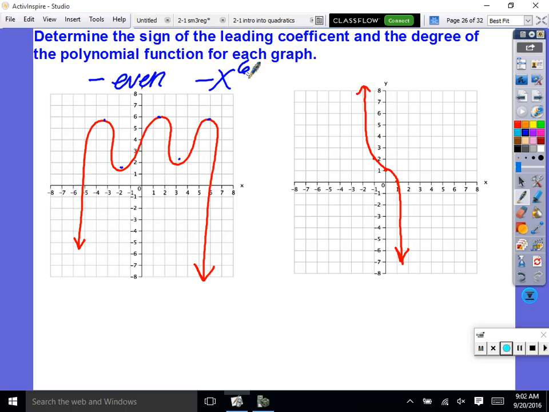Okay, so this one is up and down. There is no turning point. Well, it's opposite end behavior, so it's odd. Now it looks like the same end behavior as a negative line. So we have a negative in front.